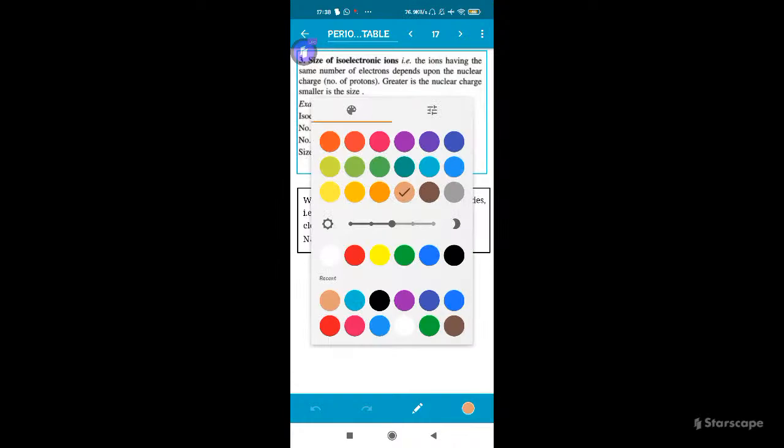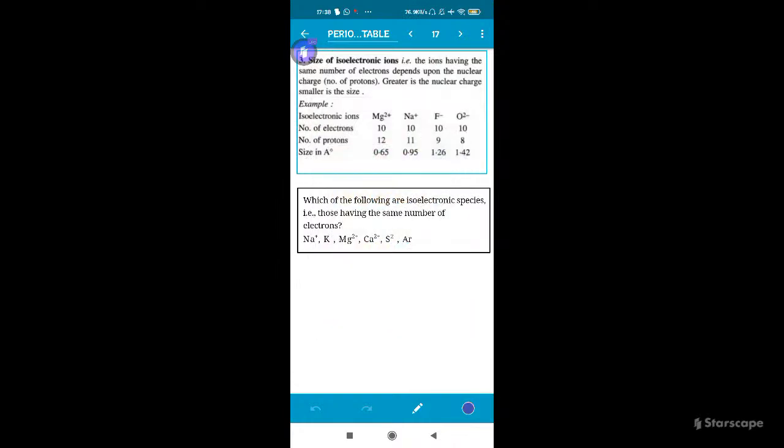So let's see what are isoelectronic ions or isoelectronic species. Isoelectronic species or isoelectronic ions are ions, or maybe species or elements, which have the same number of electrons. For example, just check over here: magnesium ion Mg2+, sodium ion, fluoride ion and oxide ion. So let's see the number of electrons in each of these. Magnesium ion has 10 electrons, sodium ion has 10 electrons, fluoride ion has 10 electrons and oxide ion also has 10 electrons.